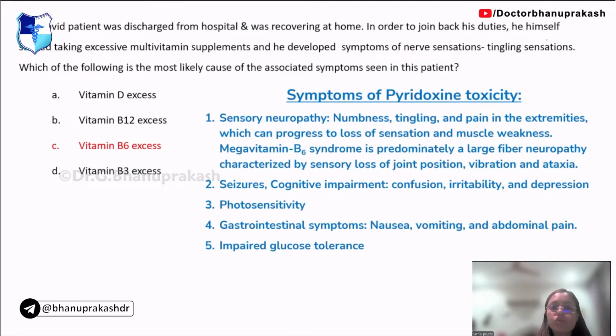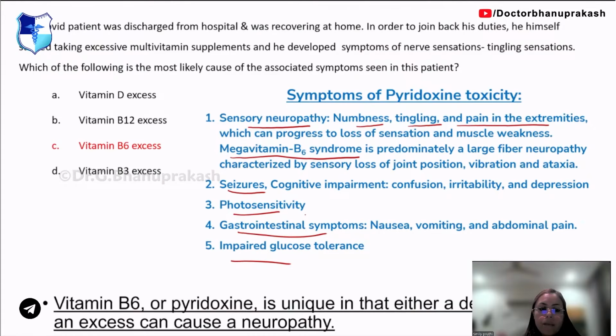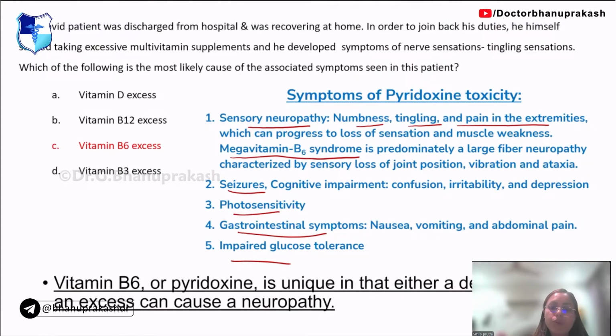We did this earlier also. Sensory neuropathy occurs here. Numbness, tingling and pain in extremities. Okay. This is called mega vitamin B6 syndrome. Also, patient has seizures, photosensitivity, GI symptoms, impaired glucose tolerance. So, in B6 deficiency also, neuropathy occurs. In B6 excess also, the nerves are affected. Vitamin B6 or pyridoxine is unique in that either a deficiency or an excess can cause a neuropathy.